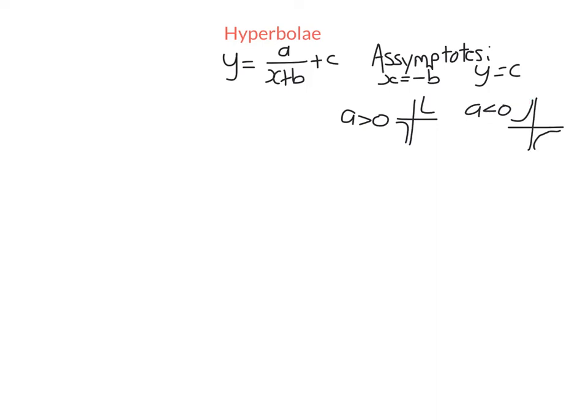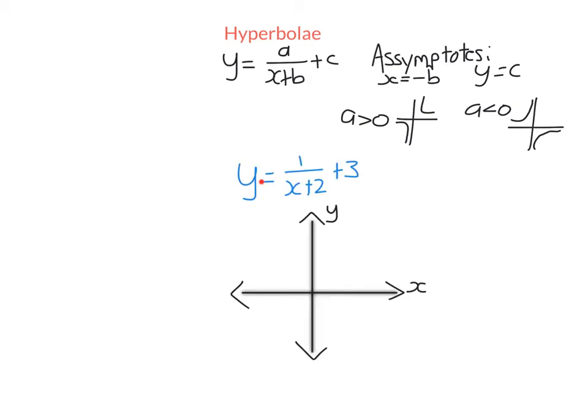That probably doesn't make a lot of sense, so let's go through an example. Let's now graph this function y equals 1 over x plus 2, plus 3. We start by looking at the asymptotes, the no-go zones. The no-go zone is x equals minus b, the negative of what's on the bottom here. So that'll be x is minus 2.